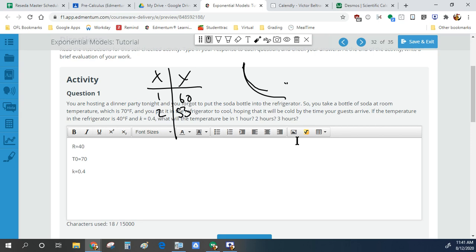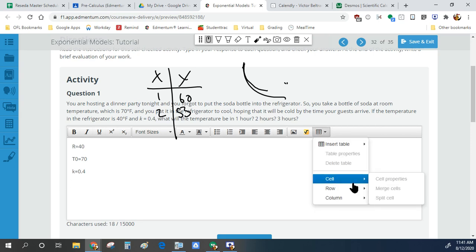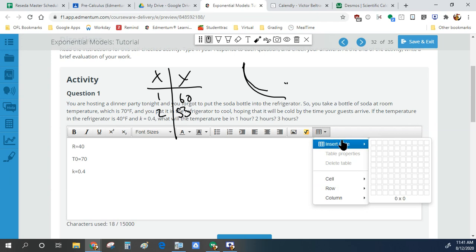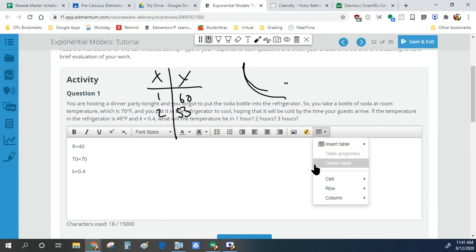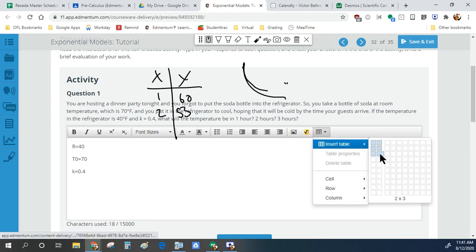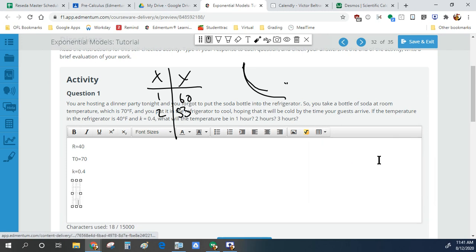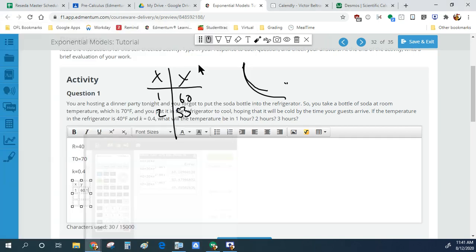Enter. So you would do a table. Insert table. You want 1, 2, 3, but you want rows for your X's and Y's, so you want a 2 by 4. Did it insert it? 2 by 4. There we go. And then you can type in your X and your Y. Type in your 1, 60.1, whatever.